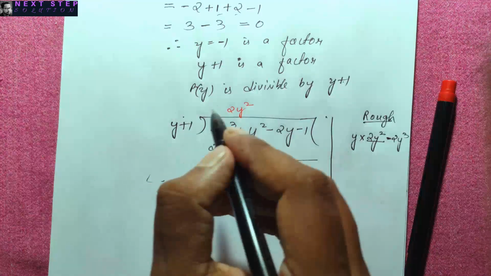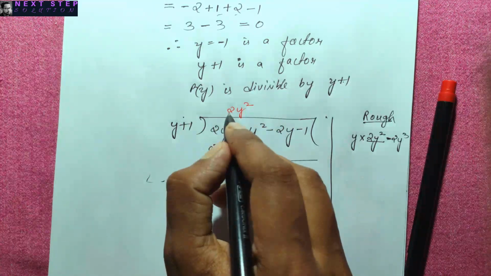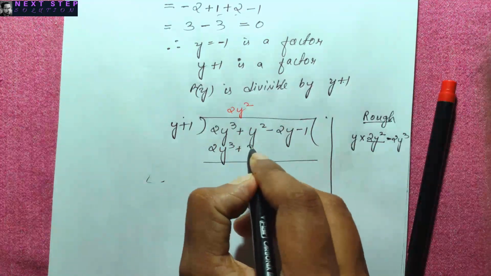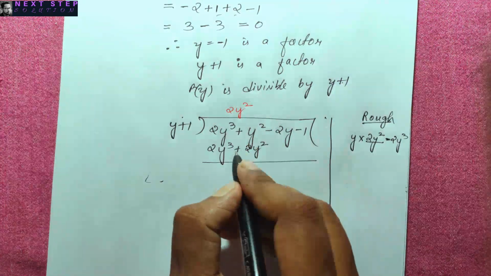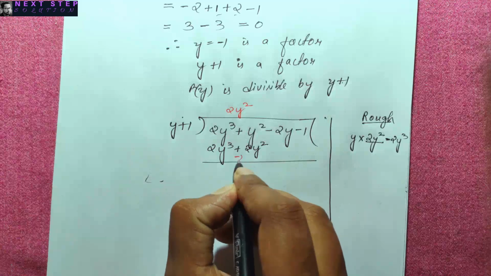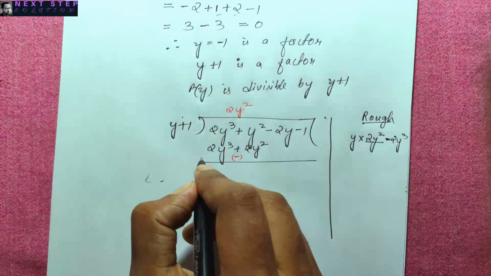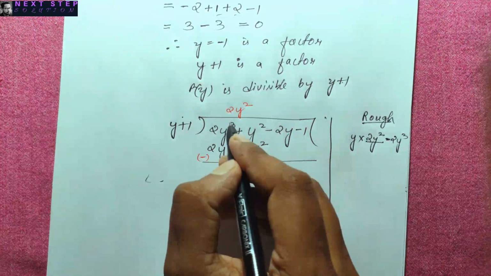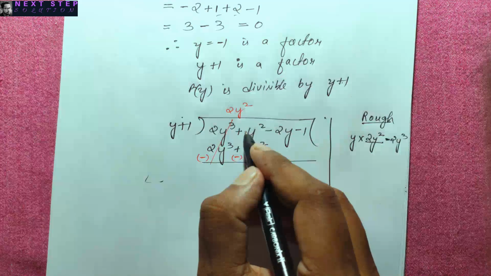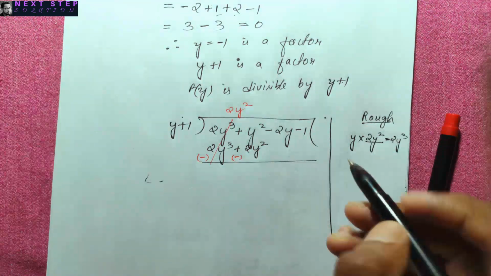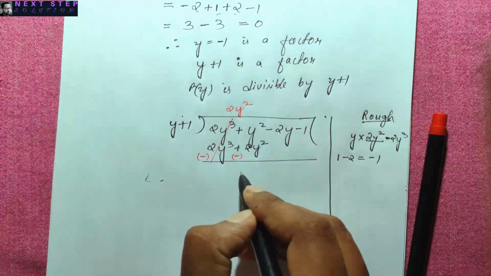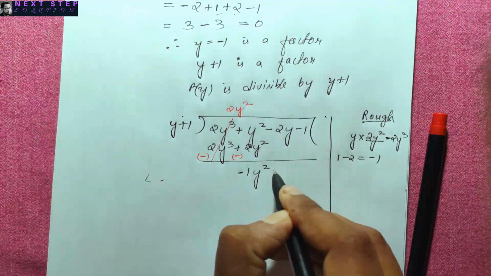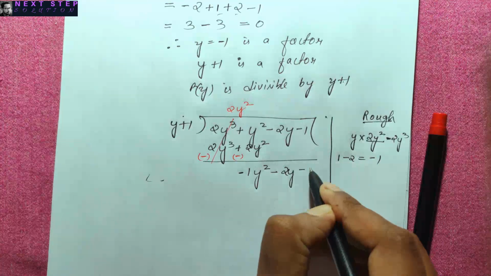Now we close this. Before subtracting, 1 should be multiplied with 2y square. If 1 is multiplied with 2y square, it becomes 2y square. Now we subtract them, but to subtract we need to change the sign. This becomes minus and this becomes minus. Now 2y cube minus 2y cube will become 0, and 1 minus 2. If we have 1 minus 2, the answer will be minus 1. So here we will have minus 1 y square minus 2y minus 1.